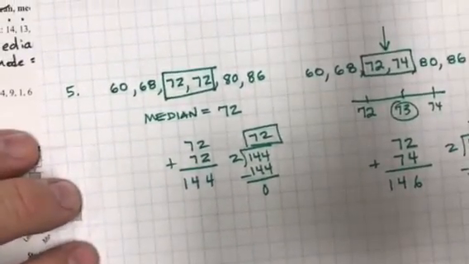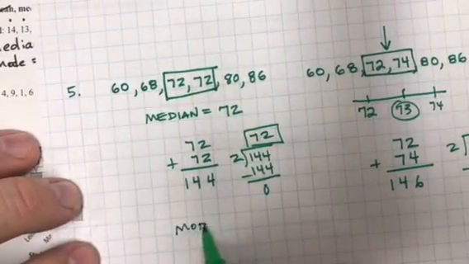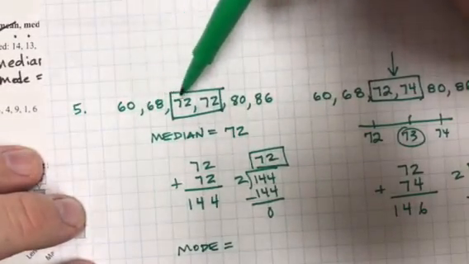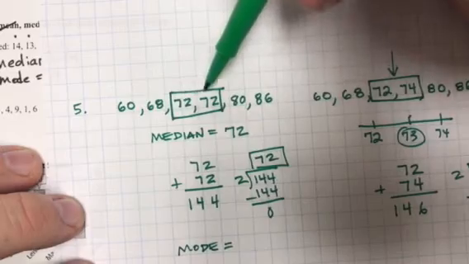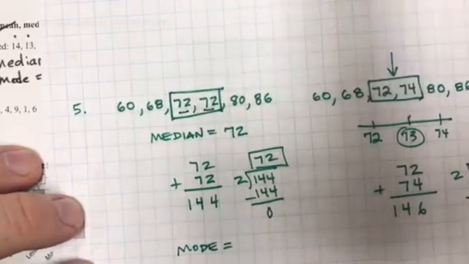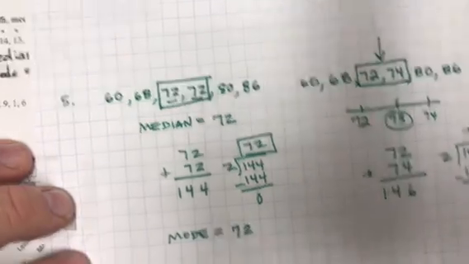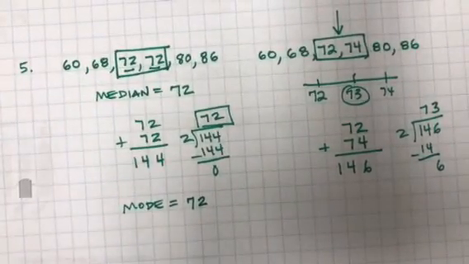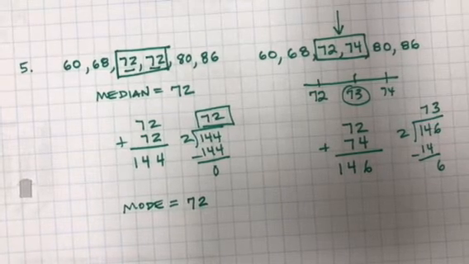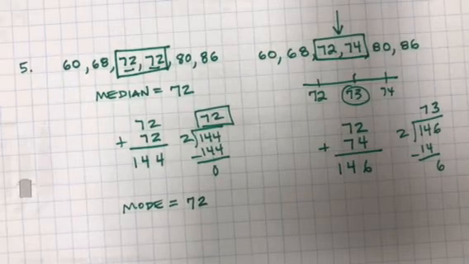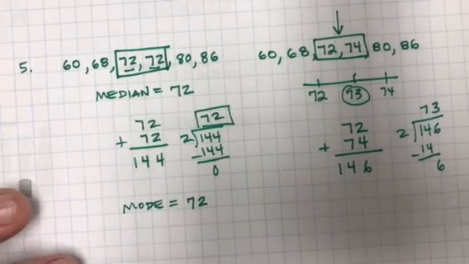And then, of course, last thing we need to do is make sure we don't go away without finding the mode. And in the original set of data, we look at this and we realize that, look, we have a 72 here and a 72 here. So the median is 72 and the mode is also 72. So sometimes they match, sometimes they don't. Sometimes you'll even find the average or the mean is also 72. So it just depends on which numbers you have in your data set.